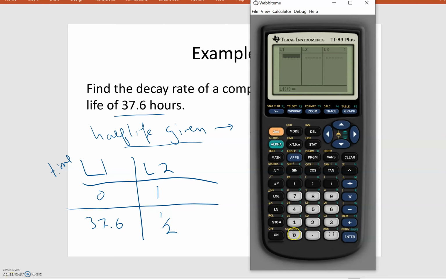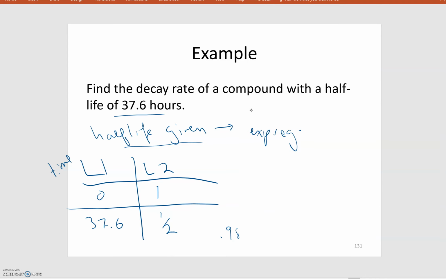I've got my calculator pulled up, and I'm entering my numbers. And then we will exit, go to stat calc, scroll down to expreg, which is number 10 or 0, L1, L2, save it as y1, and there's our function. So 1 times 0.98 to the x. Or to the t, I suppose. So here's our answer.